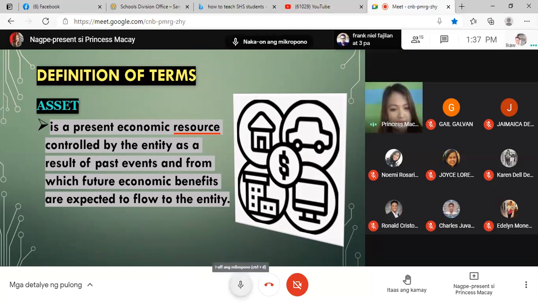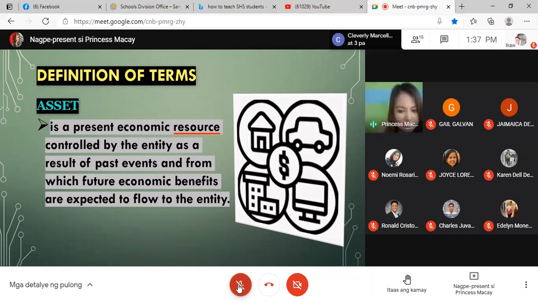Other examples of assets are land, machineries, inventory, buildings. Yes, that's correct. So I guess we are now okay with assets. Let's now move on to the definition of liability.